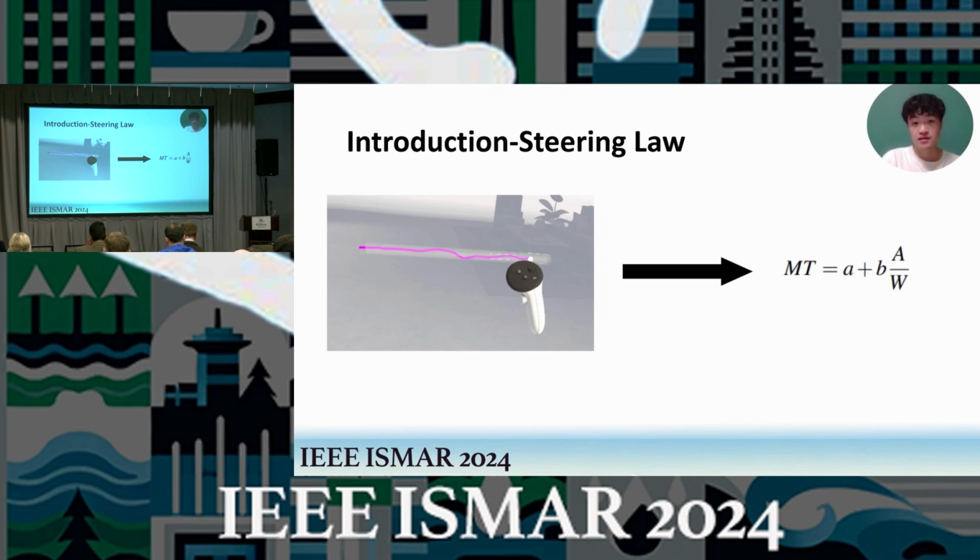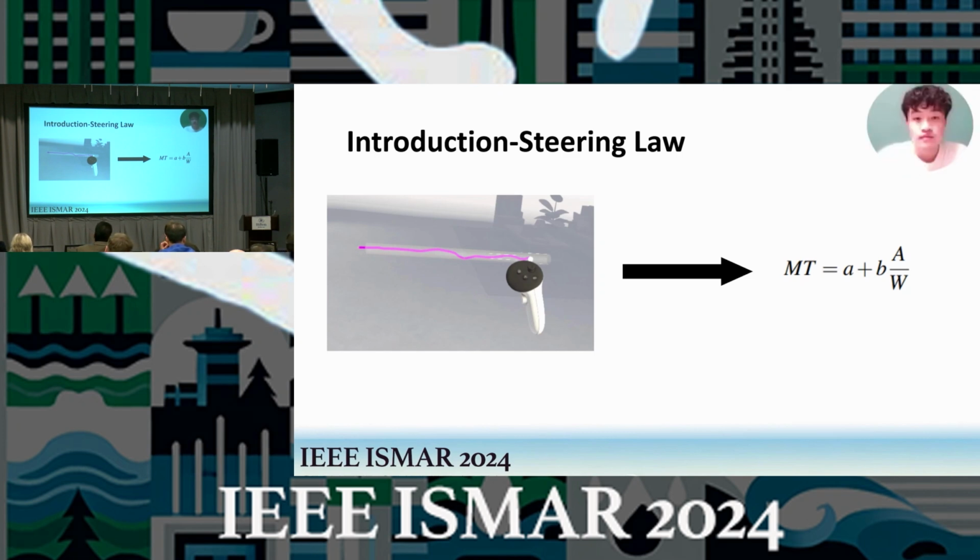Previous work has introduced the steering law to describe and predict the user's performance in these tasks. The steering law is a mathematical model that predicts the movement time required to steer an object along a path, and it's represented by the formula, where capital A is the path length, W is the path width, and lowercase a and b are empirical constants. In other words, the law helps quantify how the path length and width influence the time needed to complete steering tasks.